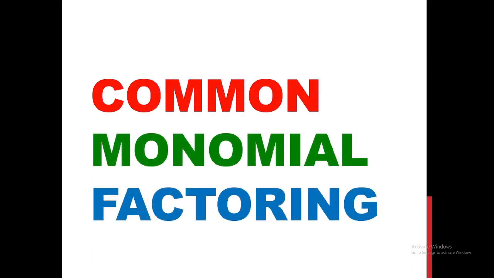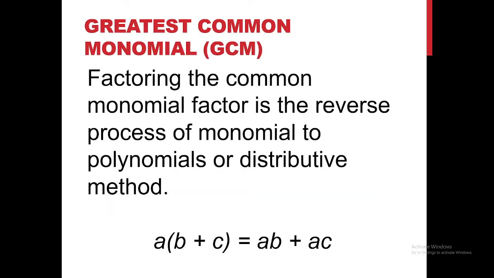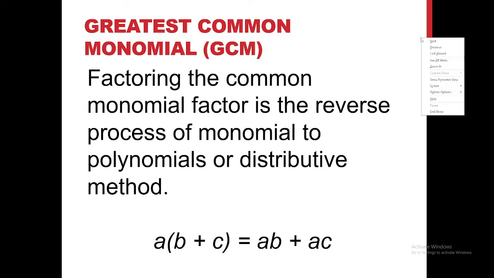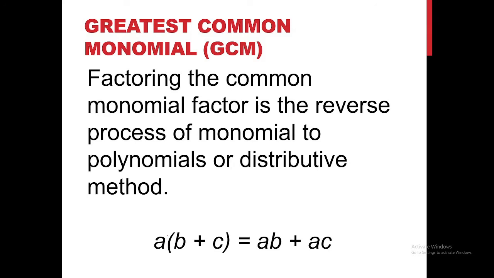Now, let's begin first with the common monomial factoring. Common monomial factoring is simply the reverse of the distributive property. In the distributive property, we distribute A to B and A to C, and the result will be AB plus AC. You have noticed that A is common. So we will factor out A, and then we will go back to this one. This will be our answer in factoring, and this will be our given.